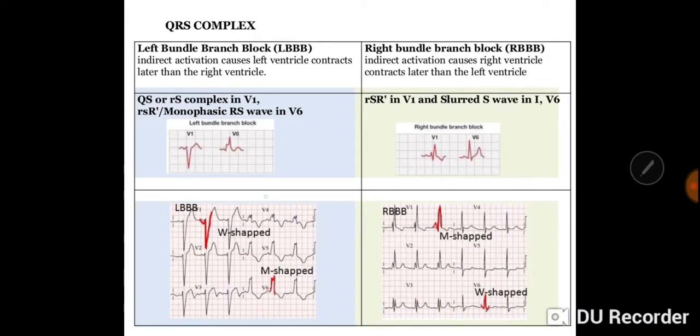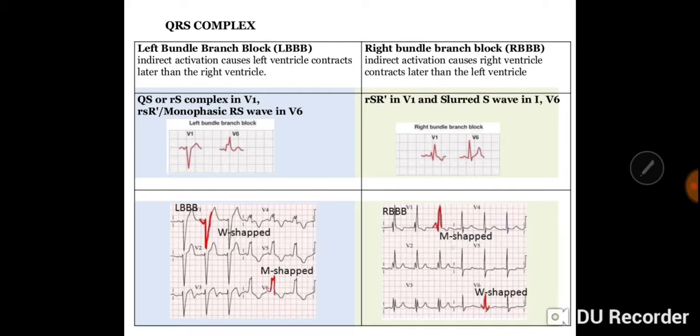QRS can help you find bundle branch blocks, and I love explaining this. William and Morrow. William starts with a W, has 2 L's in the middle and M in the end. So the 2 L's in the middle stand for left bundle branch block. William: W in lead V1, M in V6, left bundle branch block. Small r, SR, monophasic RS pattern.